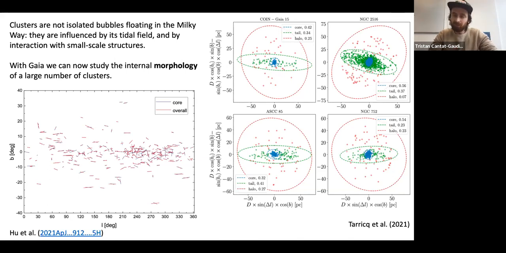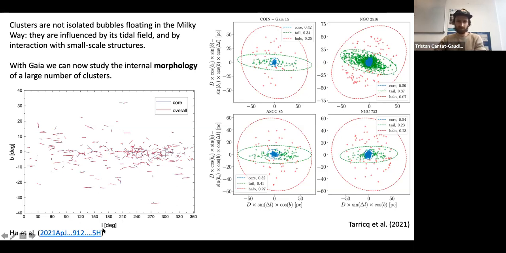Again, until recently, when you said, I'm studying the most nearby clusters, you would mean like 5 or 10. And now when you say just the nearby clusters, it's like 400. So it's a much, much larger sample size. And it has been shown that the elongation of those clusters usually follows the direction of the galactic plane.